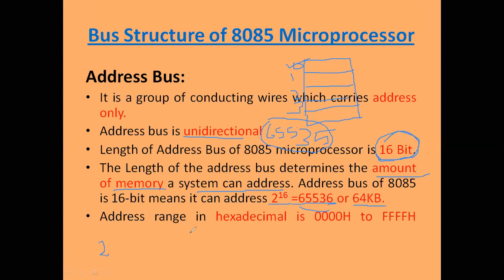64 KB means if you split 2 raised to the power 16 into two parts, 2 raised to the power 6 into 2 raised to the power 10. So 2 raised to the power 6 is 64, and 2 raised to the power 10 is how much? It is 1024, which we call 1000. K denotes kilo, 1 kilobyte. 1024 क्या होता है? It is K. तो हमारी मेमोरी कितनी हो गई? 64K. Now what is B over here?